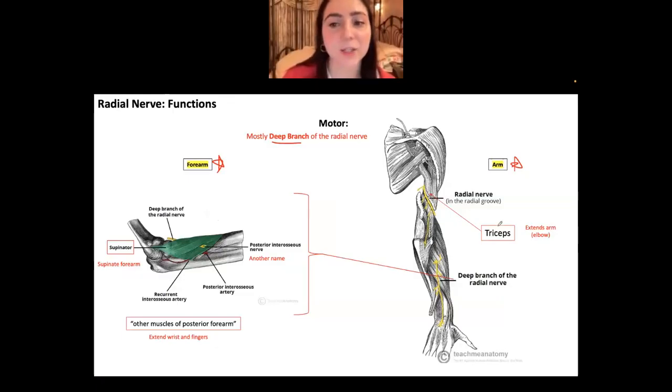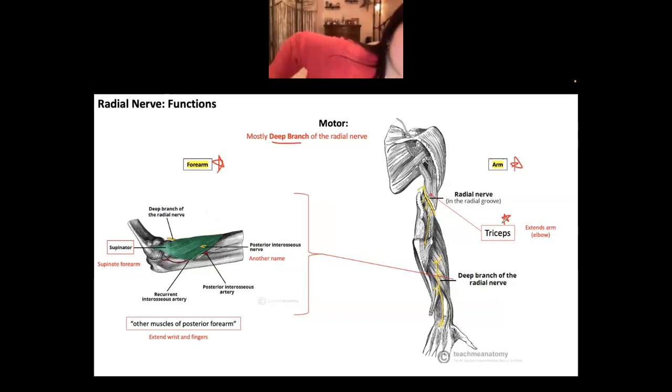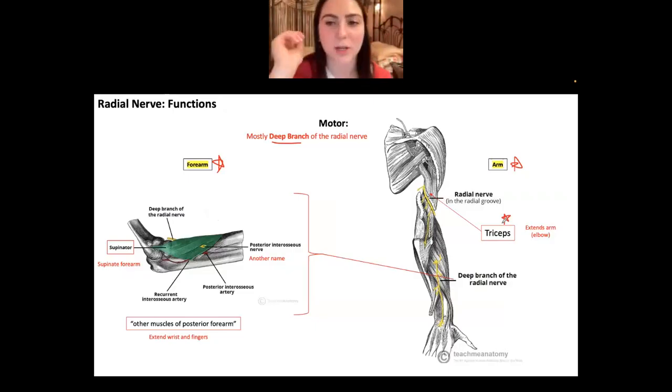The first thing it hits is the triceps. So that's the first muscle it's going to innervate. The tricep extends the arm at the elbow. So I can't really do it right now. There you go. There's tricep extension. It's like if you're in the gym, you're doing tricep extensions, you're working your tricep muscle. It's your radial nerve that does that. So it's going to extend the arm at the elbow. And that's the main thing it does in the arm.